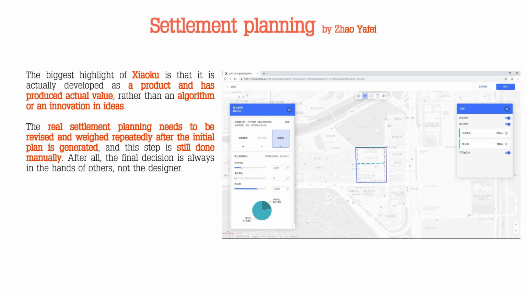The output is not the final. The real settlement planning needs to be revised and weighted repeatedly after the initial plan is generated. And this step is still done manually by human beings. So, what happened in this case? We have some input parameters, then there is some self-generating output.